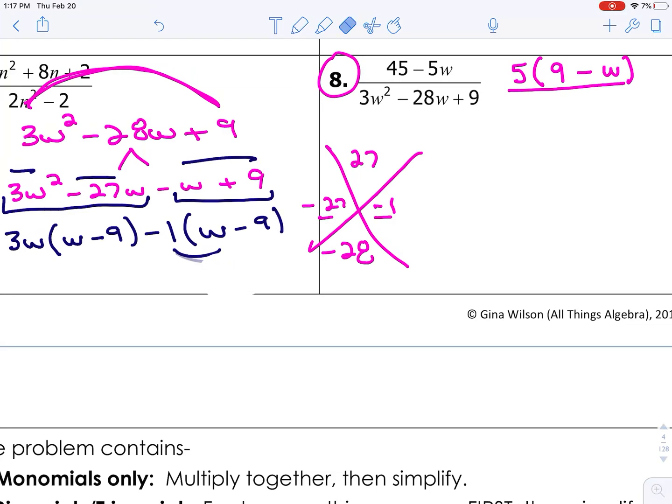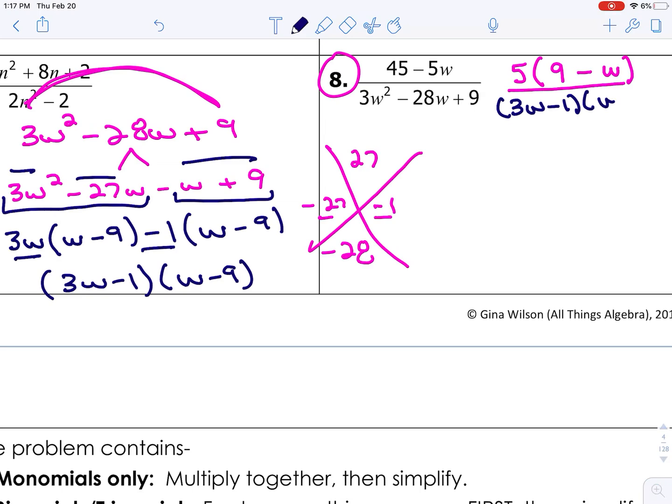And then we have done this earlier in the year. I know it wasn't on the last test, but we learned that the factored form is the 2 on the outside, so 3w minus 1, and then one of the ones that repeats, w minus 9. So that's what this is factored, 3w minus 1 and w minus 9.